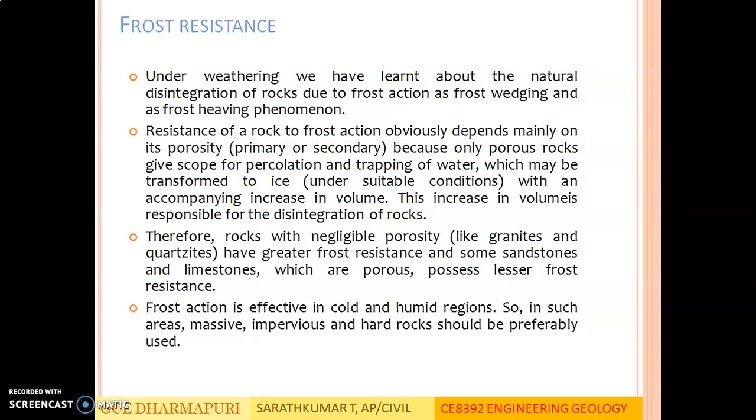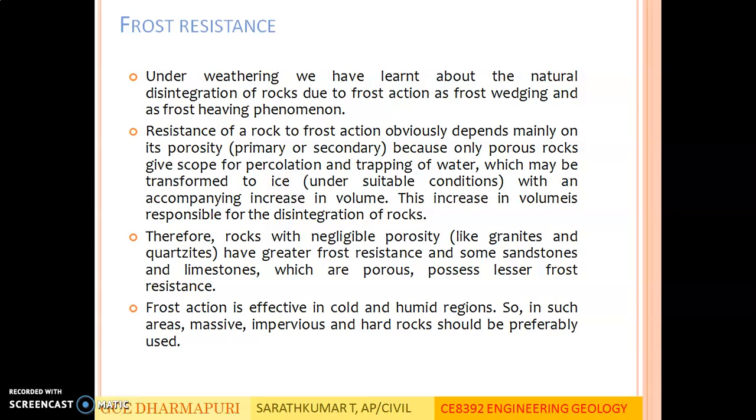So once the ice is formed, the volume of ice is larger than the volume of water. So it creates a wedging action in the rock, causing disintegration of rocks. Therefore, rocks with negligible porosity like granites and quartzites have greater frost resistance, and some sandstones and limestones which are porous possess lesser frost resistance.